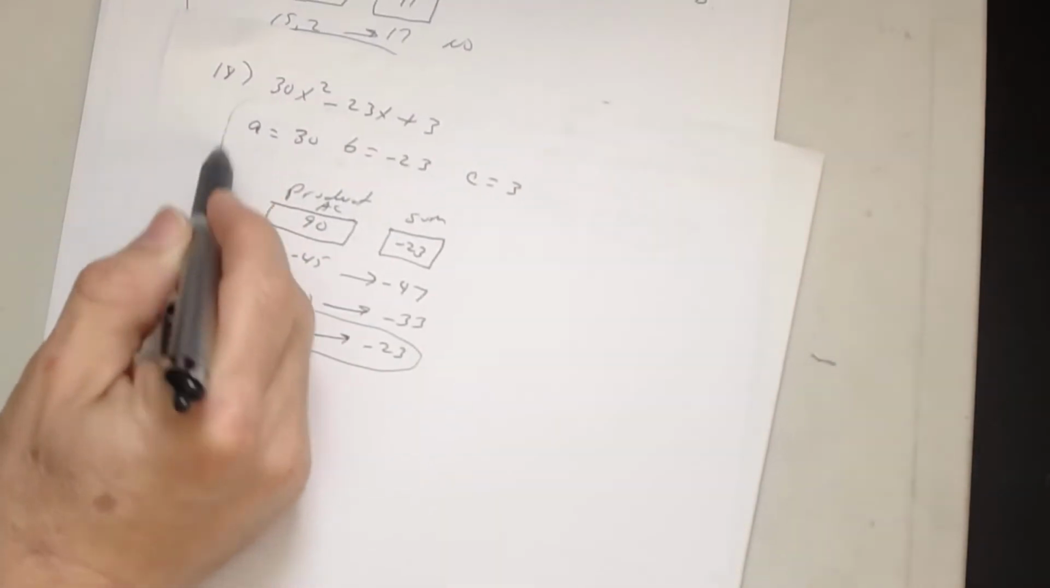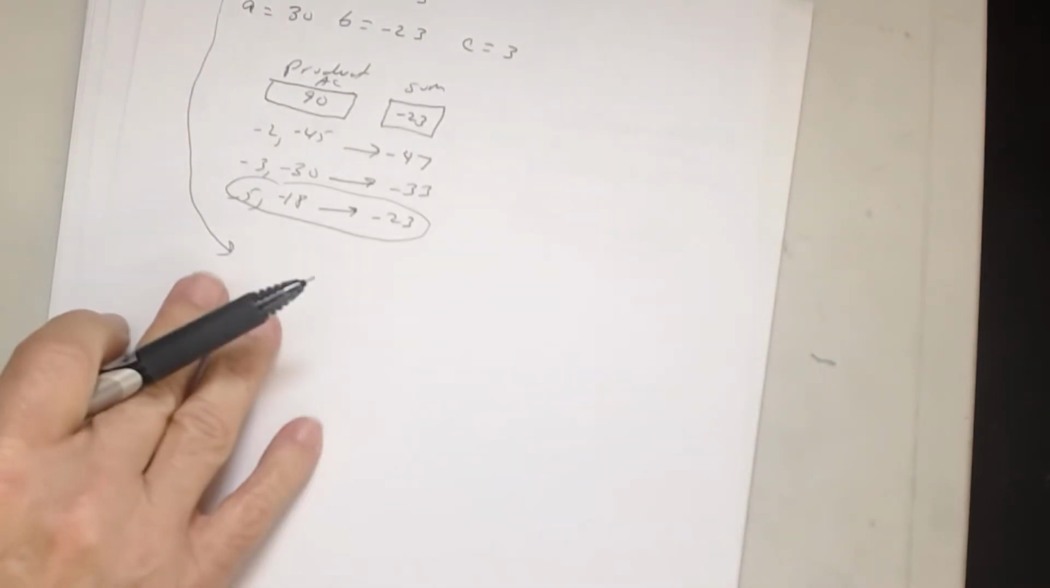So now I'm going to rewrite negative 23x with what two numbers? What two terms? Negative 5x and negative 18x. It does not matter which one you put first. All right, so I'm going to go from 3 terms to 4 terms.